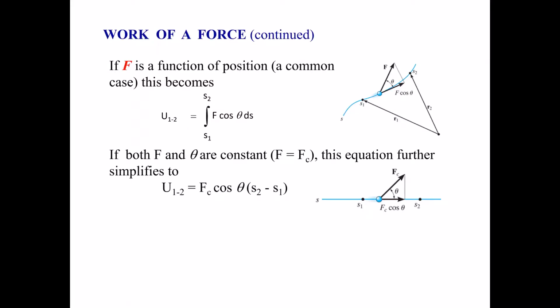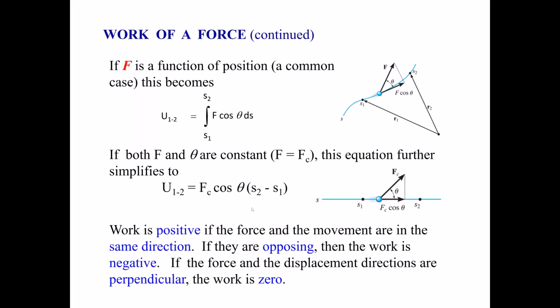Now the more specific case: if the force is constant and we're applying some constant force to go from some position along a straight line, then it just becomes the constant force times the cosine of the angle. This represents the component along the direction of motion, and then the two positions, S1 minus S2. In terms of whether it's positive or negative, if the force and the movement are in the same direction, it's positive. If they're opposing, then it's negative.